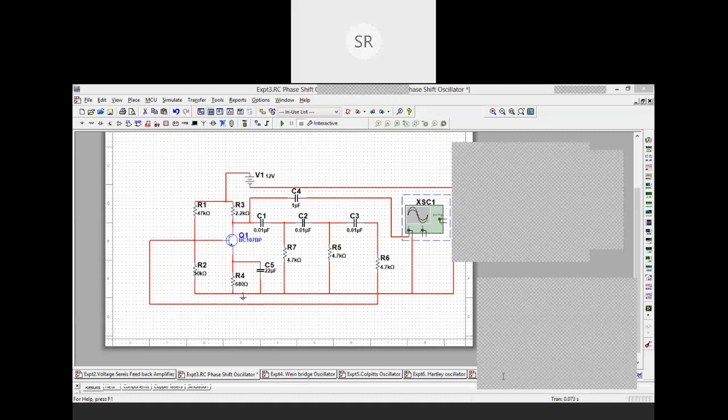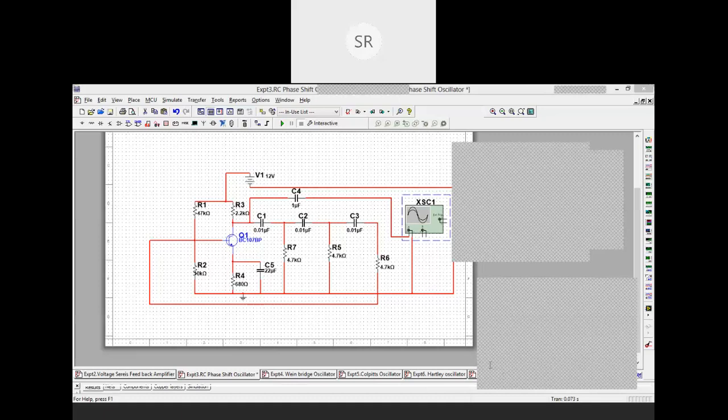Participants, you have already noted down the time period of the RC phase shift oscillator output sinusoidal waveform; the time period is already given to you. You can either use the formula or you can directly calculate the frequency of oscillation of the RC phase shift oscillator. Abbas, shall we proceed to the third experiment?